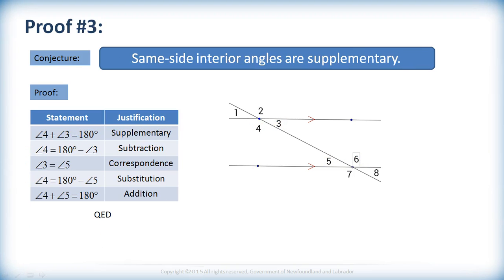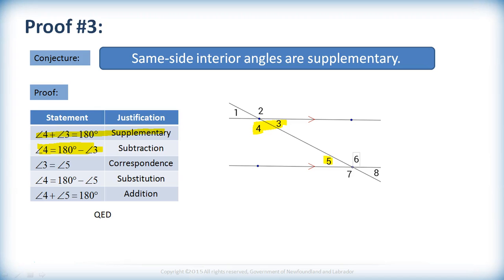Next one. Prove that same side interior angles are supplementary. So we want to end up showing, in this case, that angle 4 plus angle 5 add up to 180 degrees. Okay, so that's what it means to be supplementary. So we start with angle 4 plus angle 3 equals 180, right, because they're along a straight line. Then we're going to say that angle 4 is just 180 subtract 3. Okay, that's just a rearrangement of the previous step.